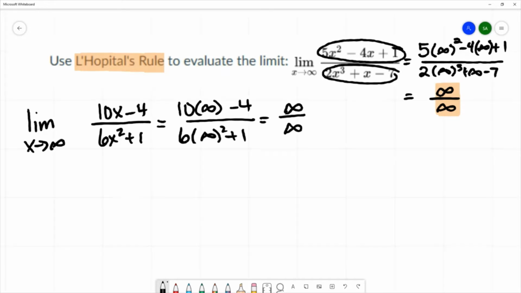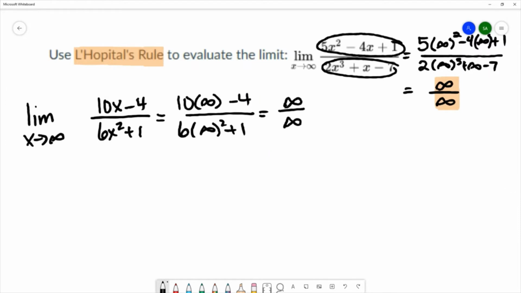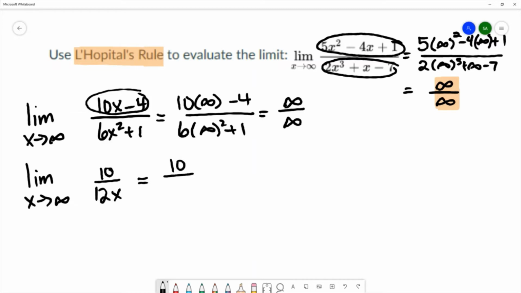However, we can use L'Hopital's rule again. So we're going to do the same limit as x approaches infinity. Calculate the derivative of the numerator to be 10. The derivative of the denominator would be 12x. And now when we use direct substitution, we get 10 over 12 times infinity.